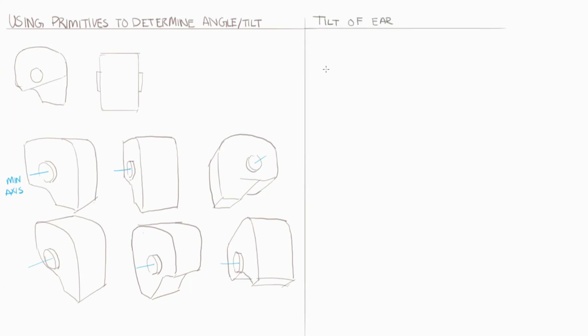You may have noticed that I'm simplifying the ear here to a cylinder. What this is doing for me is allowing me to see the degree and minor axis of the ear, and it helps me determine the angle and tilt of the head.